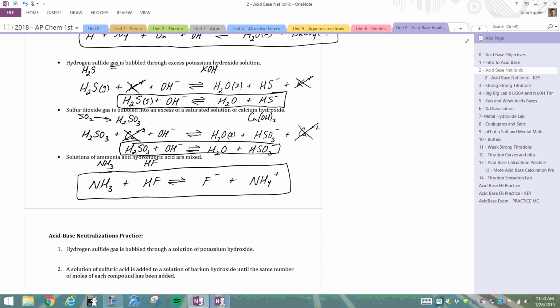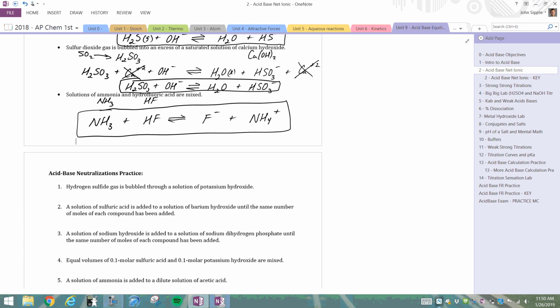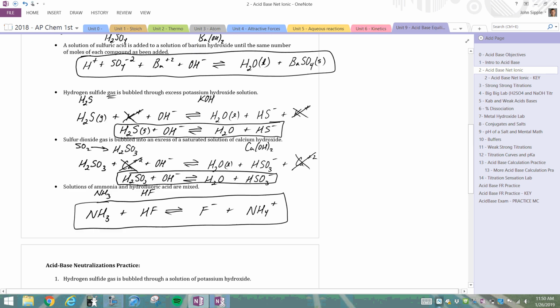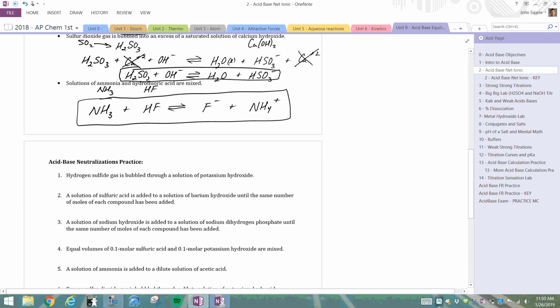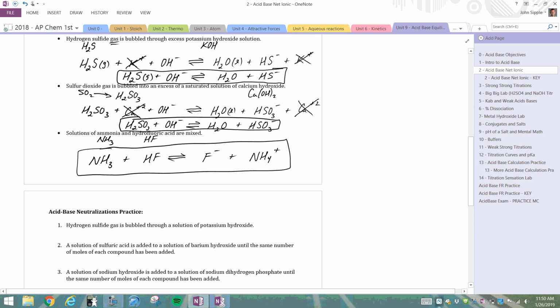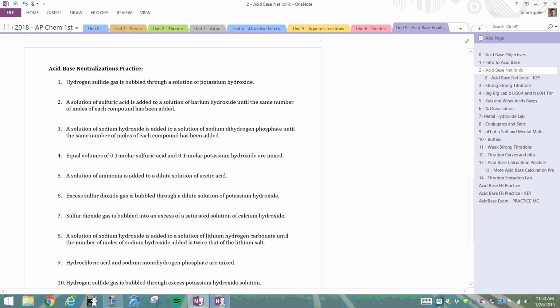All right. So let's do a couple more examples. Actually, some of these are similar to what we've already done here. I'm going to skip over hydrogen sulfide gas, since it's just like one we just did. So yeah, let's do number 3.